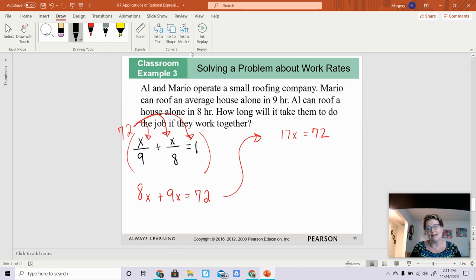Now I want to go ahead and get x by itself. So I'm going to divide by 17. I don't think this goes in evenly, so I bet you it's going to give me a fraction. I'm going to go ahead and let me go back through here.